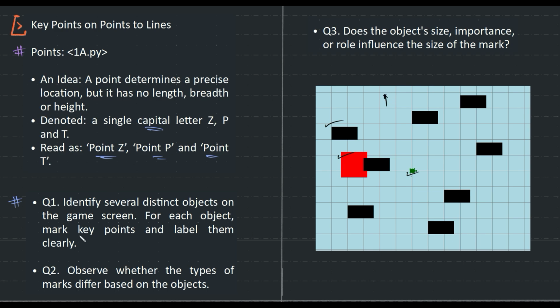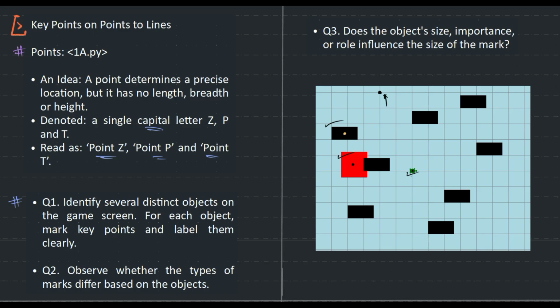For each object, mark key points. So let me mark it. This is your goal. That's your turtle. That's your random point. And let me change the color. That's one of the obstacles.